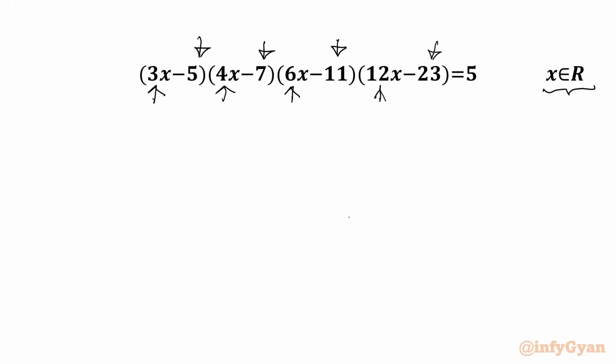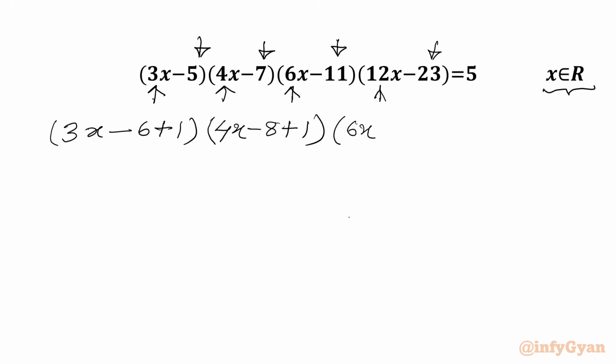So we can split minus 5. 3x minus 5 can be written as 3x minus 6 plus 1. We have 4x minus 7, which we will write as 4x minus 8 plus 1. 6x minus 11 can be written as 6x minus 12 plus 1. 12x minus 23 can be written as 12x minus 24 plus 1, equal to 5.